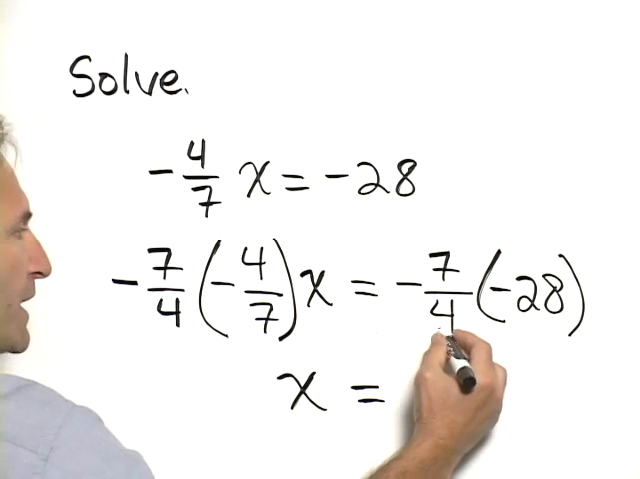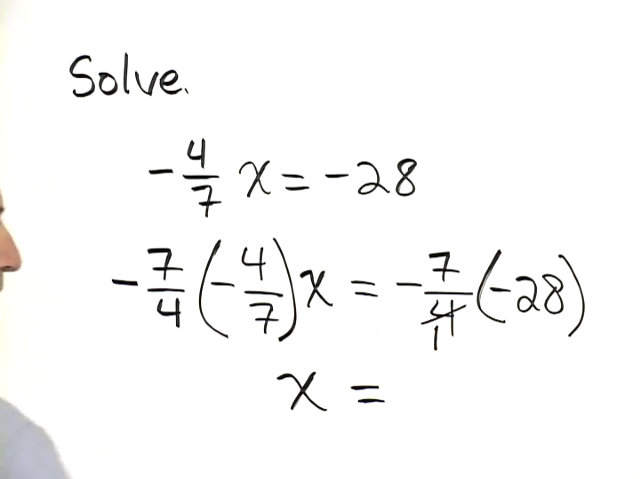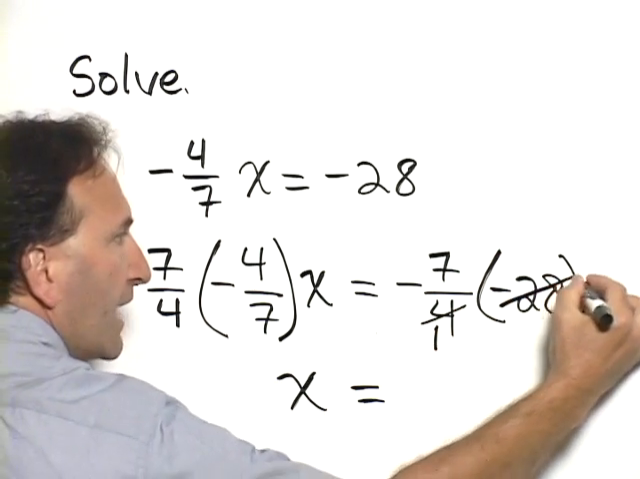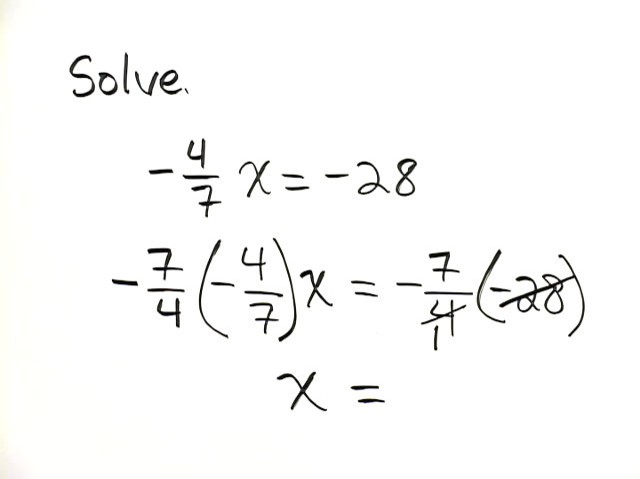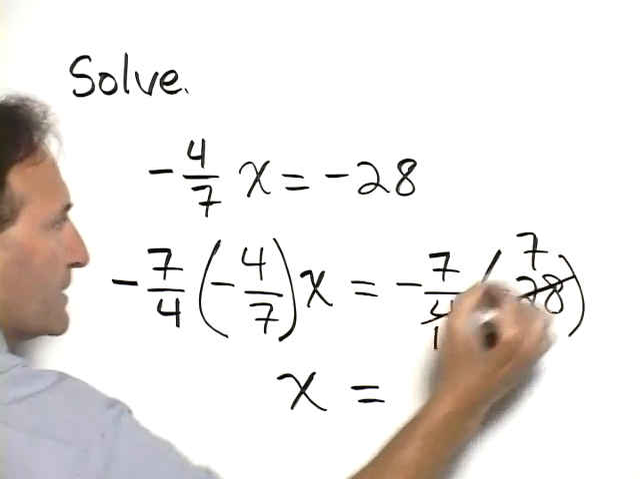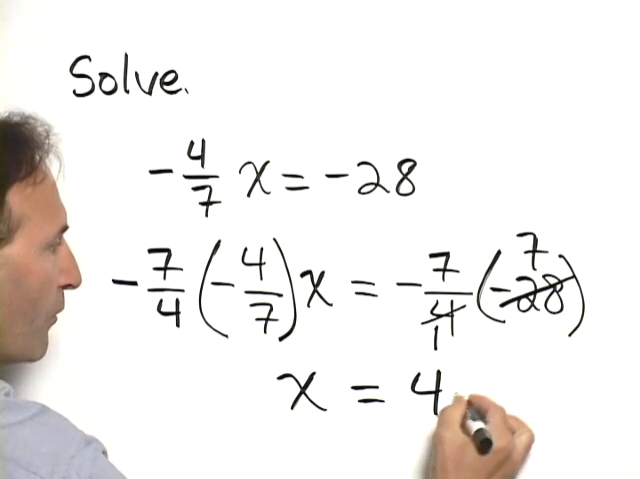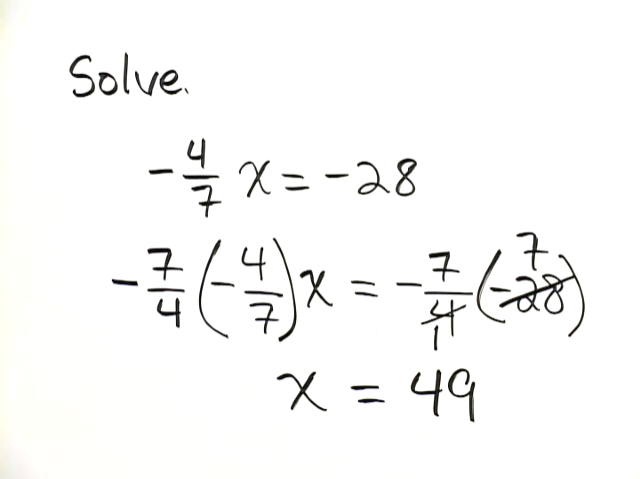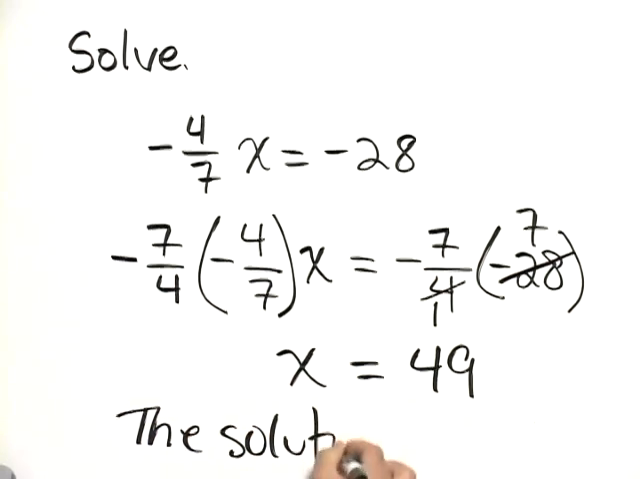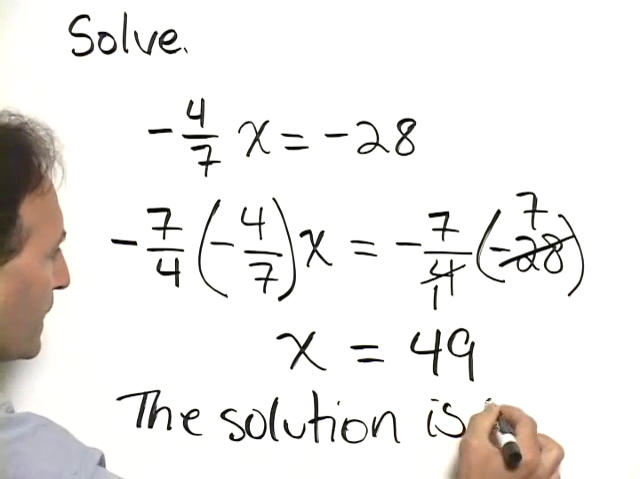We'll also note that we can divide 4 by itself, and it goes in once, and we can divide 28 by 4, and it goes in 7 times. So what we have is 7 times 7, which is 49. Therefore, the solution is 49.